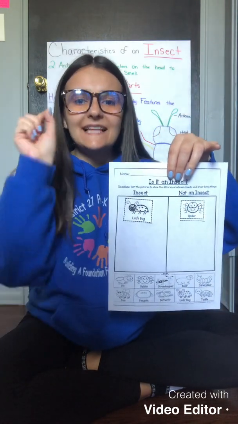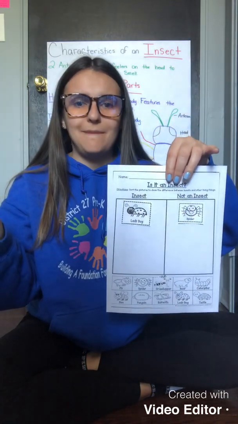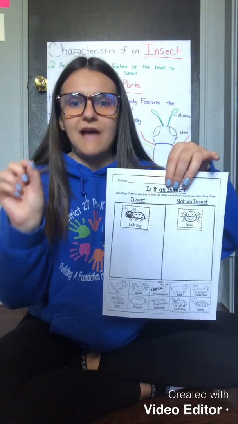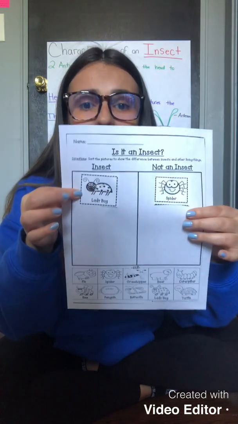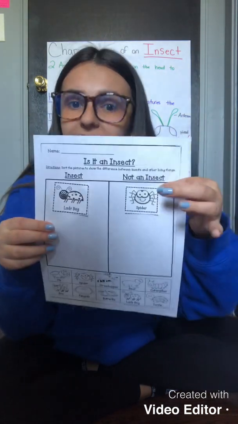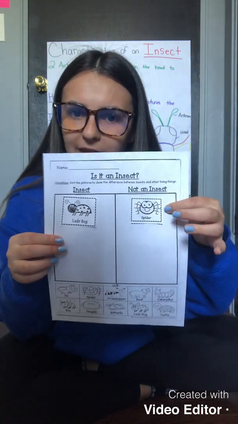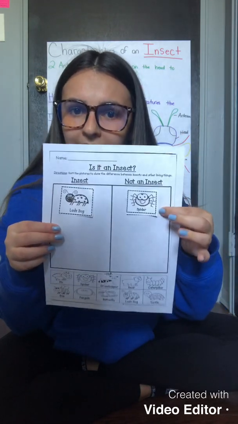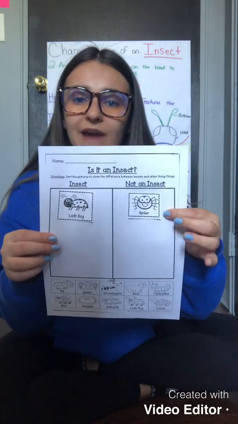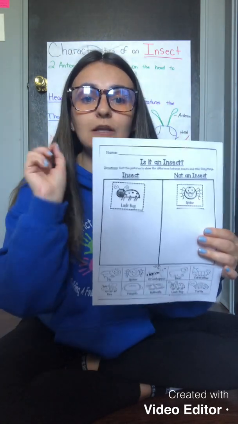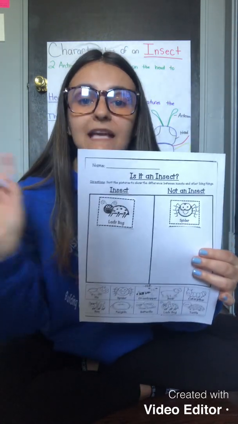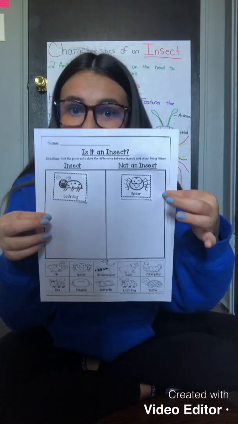And it has 6 legs. That's so important about an insect. That's like one of the most important facts about an insect, that insects only have 6 legs. And this ladybug did have 6 legs. But this spider, how many legs did the spider have? We counted it twice. How many? If you said 8, you are correct, which makes him not an insect because an insect can only have 6 legs, not 8.